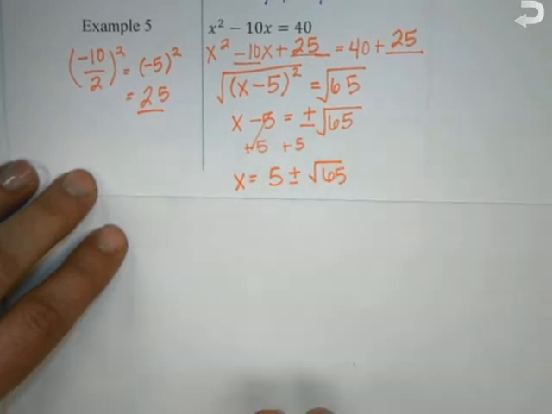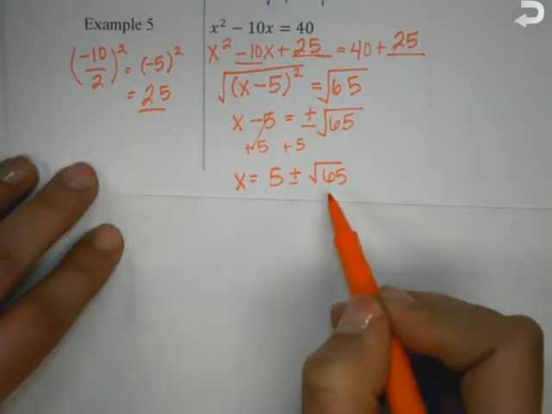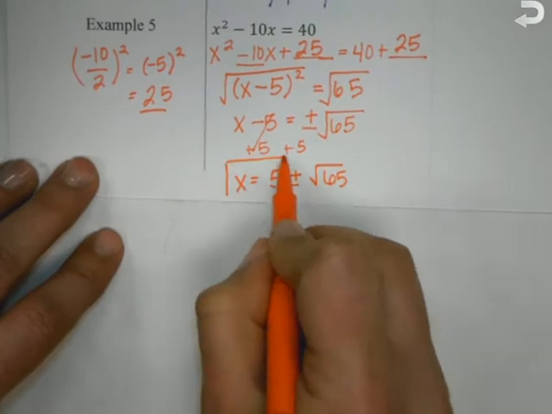So my answer is 5 plus or minus square root of 65.